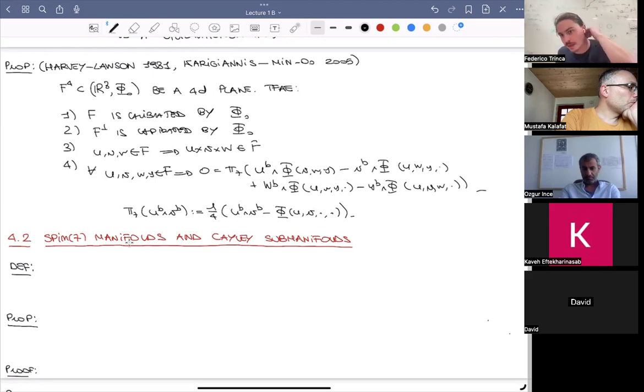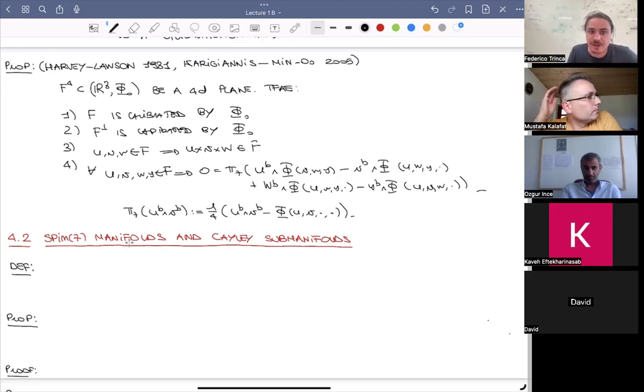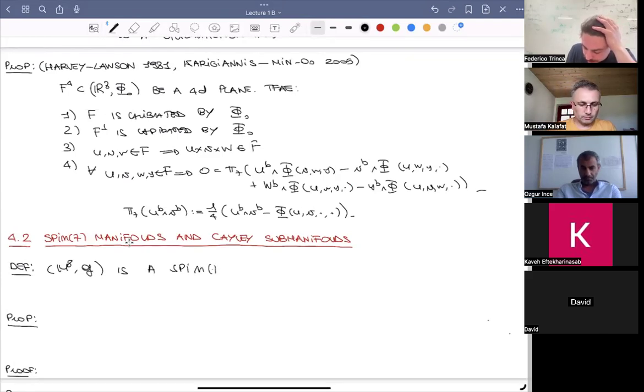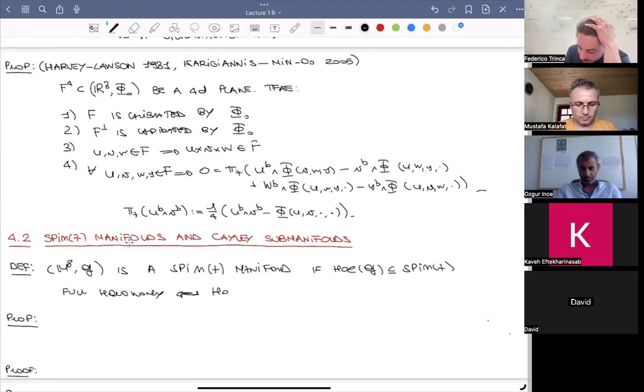Okay, I'm almost done. I just need three more minutes, and I need to tell you the same things that I told you about G2 in the Spin(7) setting. So an 8-dimensional manifold M is a Spin(7) manifold if the holonomy group is contained in Spin(7), and it has full holonomy if and only if the holonomy group of g is equal to Spin(7).